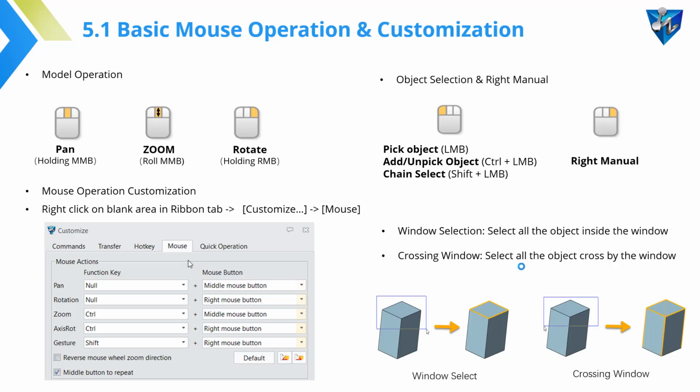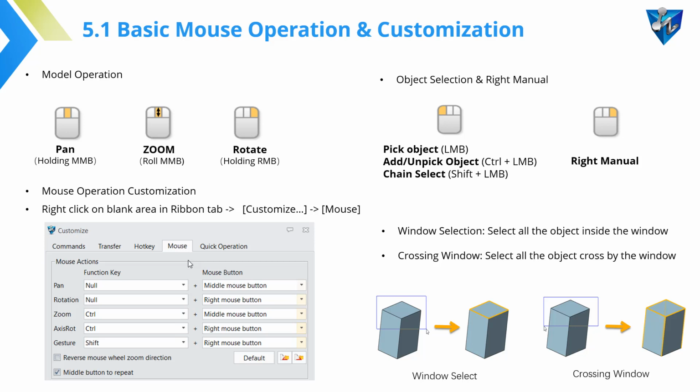Let's continue. In this part, I will introduce the basic mouse operation and customizations in ZW3D. First, let me show you the model operation in ZW3D. If you want to pan the model, just hold the middle mouse button and move the mouse. If you want to zoom in or zoom out, just roll the middle mouse button. And if you want to rotate the model, just hold the right mouse button and move your mouse.